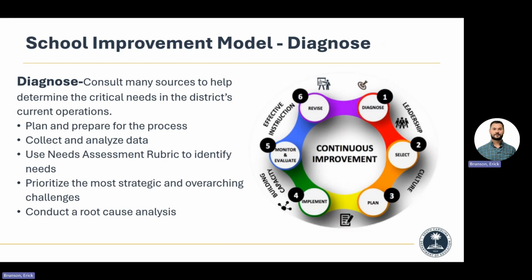Using that needs assessment rubric to identify needs, we'll share that. Prioritizing those strategic things. Again, don't get too bogged down in your goals. Make sure you got some goals that you are really focusing on. I keep saying reading because again, I can't even imagine if you're not focusing on a reading goal. Probably math too, especially since COVID.